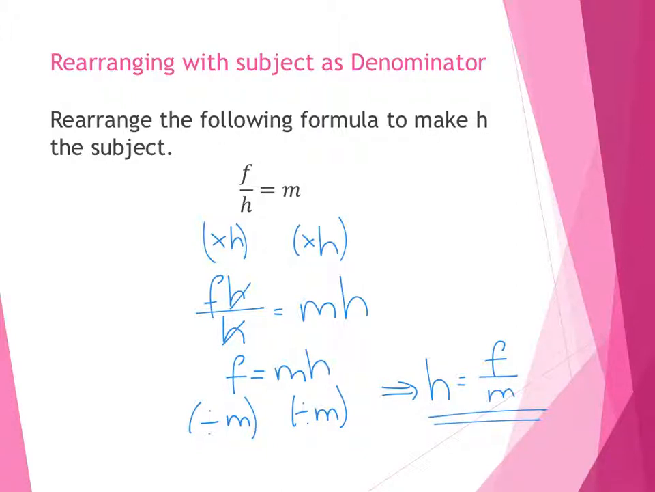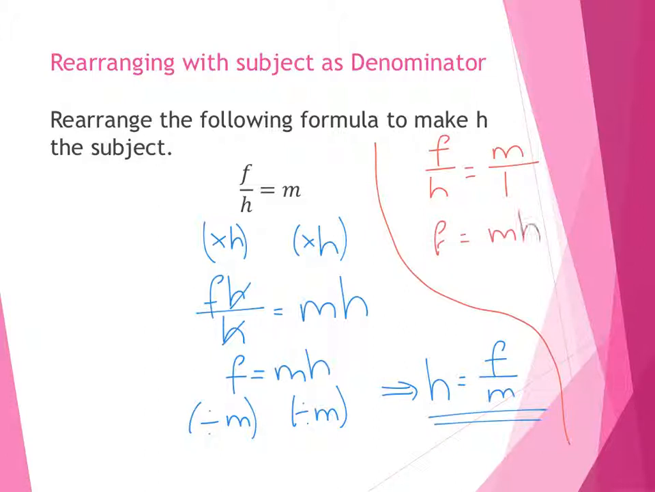An alternative method, which some of you might have seen before, is cross multiplying. So it's f over h, and then m is m over 1. So then you can simply cross multiply, so we're going to end up with f equals mh, and then moving that around will get us to our answer over there.